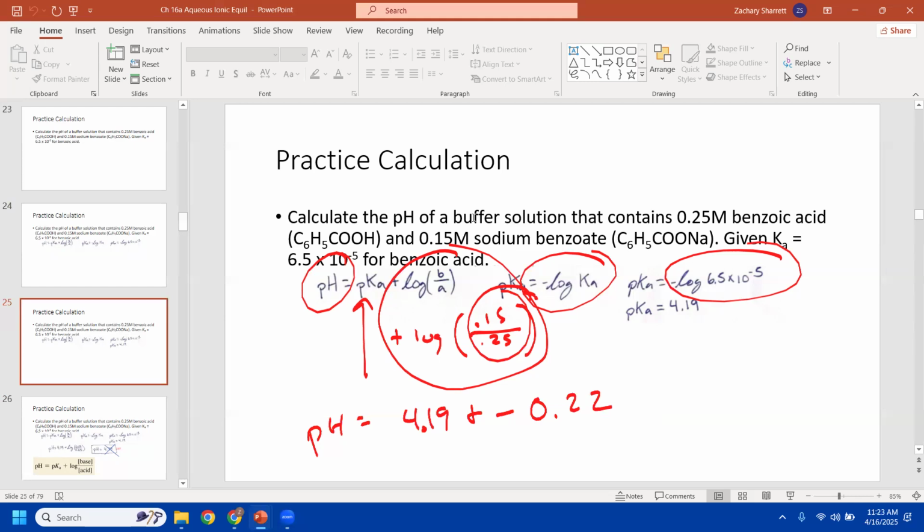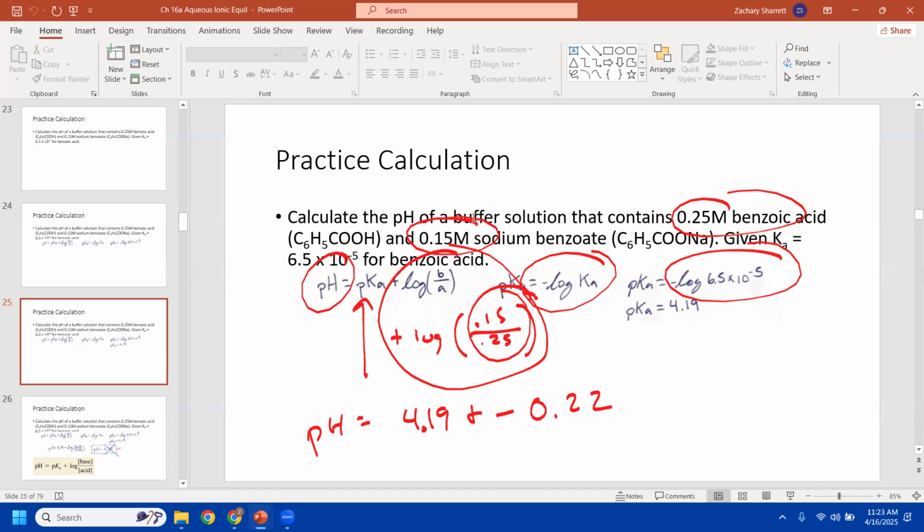Before we solve this, do we have more acid or more base in this mixture? What do we have more of, acid or base? Based on the numbers in front of the acid and the numbers in front of its conjugate base, which has a bigger number? 0.25 or 0.15? What's bigger? The 0.25 is the acid. Everyone agree with that? So we have a little bit more acid than base.